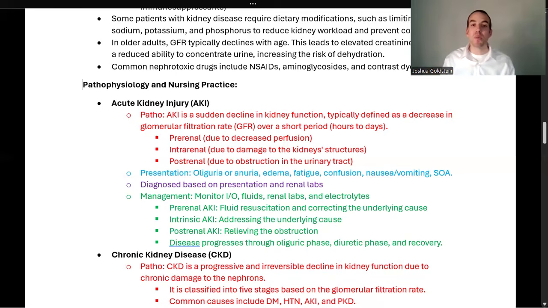And when we get under 30 is where we're heading towards ESRD, or I've seen some places actually consider that ESRD already. But below 15, GFR is always going to be ESRD, where the patient has to be on dialysis. Their kidneys are no longer functioning.